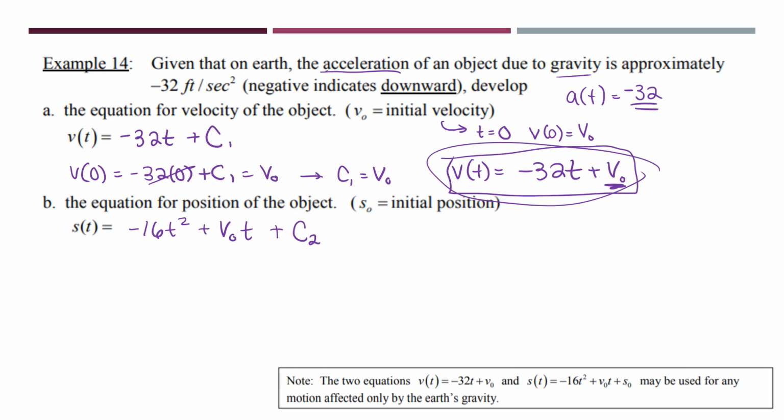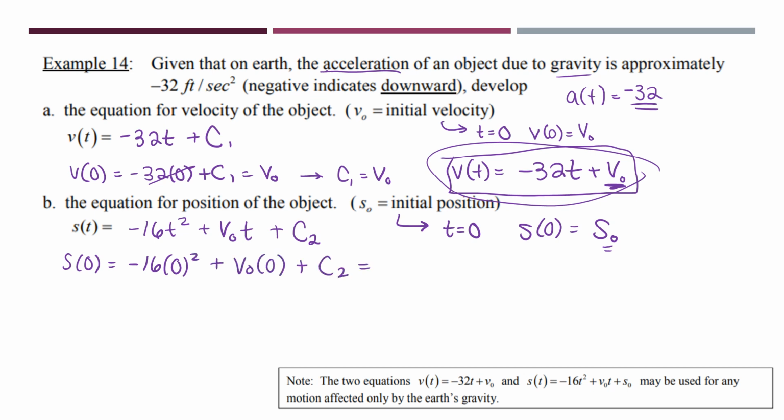Our last thing we have to do is find what that C2 means. And again, when it says initial position, that means when t equals 0. So S of 0 is going to give us S sub 0, that kind of new variable. When we plug in 0 here, we're going to get, and once again, you're going to find that C sub 2 is S sub 0. So our final answer is right like that.